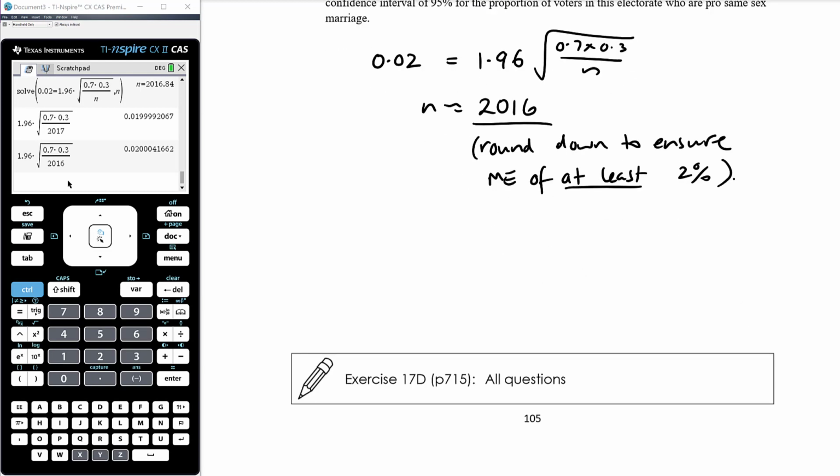Okay, confidence intervals is the last part of statistical inference, and it is the last part of probability and statistics, and it is the last part of the mathematical methods course. Well done. Finishing off exercise 17D, and then it's on to exam preparation.